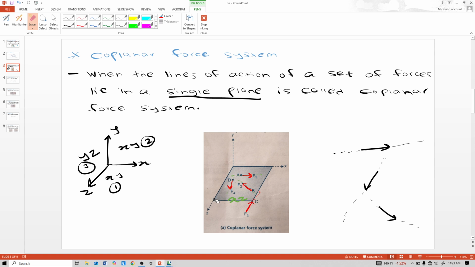So what is a coplanar force system? Lines of action of a set of forces lie in a single plane, either in the xy plane, or in the yz plane, or in the xz plane, but in a single plane only.